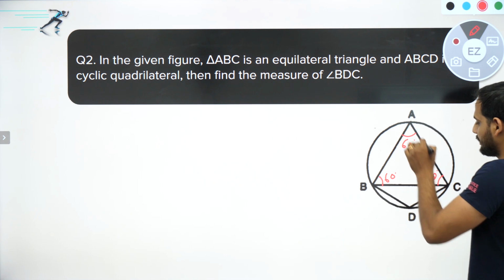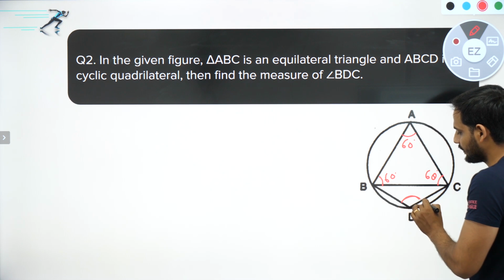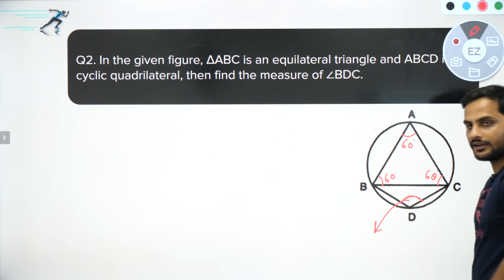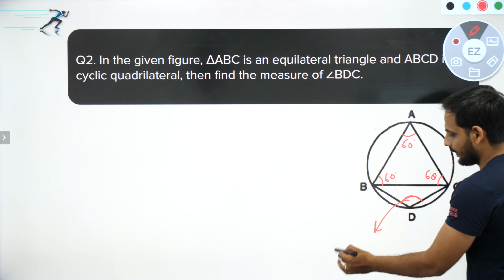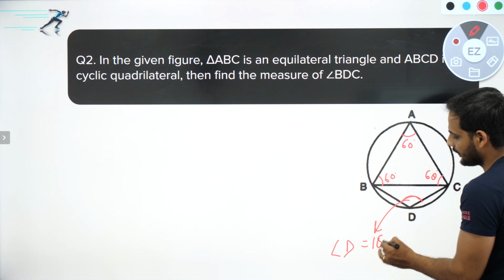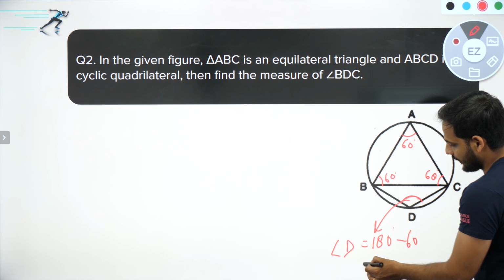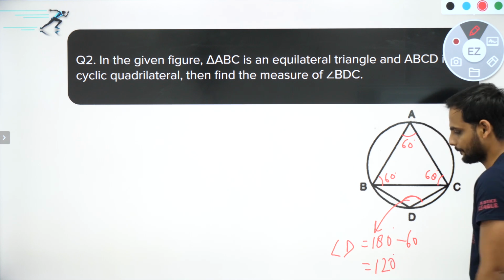Correct? Now, if ABCD is a cyclic quadrilateral, you know the sum of these two angles, angle A plus angle D, should be 180 degrees. So angle D will be 180 minus what is angle A? 60. So angle D is 120 degrees, as simple as that.